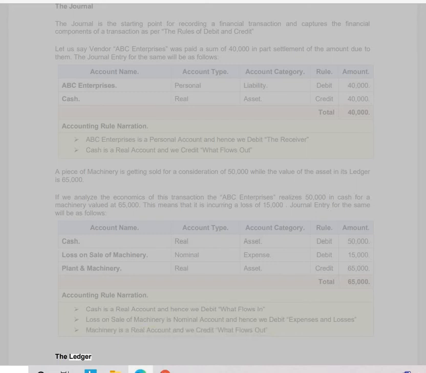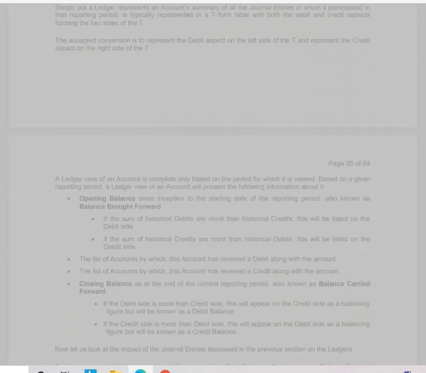The ledger. Simply put, a ledger represents an account summary of all the journal entries in which it participated in that reporting period. It is typically represented in a T-form table with both the debit and credit aspects forming the two sides of the T. The accepted convention is to represent the debit aspect on the left side of the T and the credit aspect on the right side of the T.